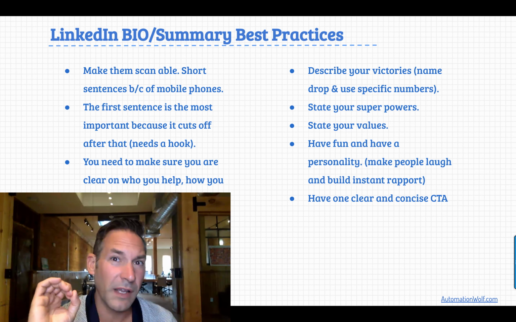You must have one clear CTA, which just stands for call to action. Make sure you have one clear call to action that you want people to follow through on. Okay, so that is it for now around bios.